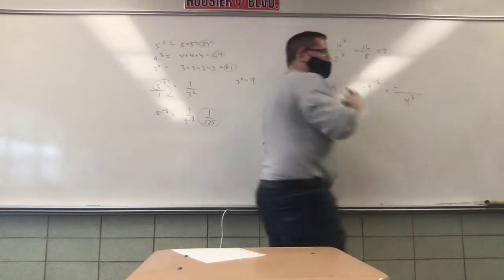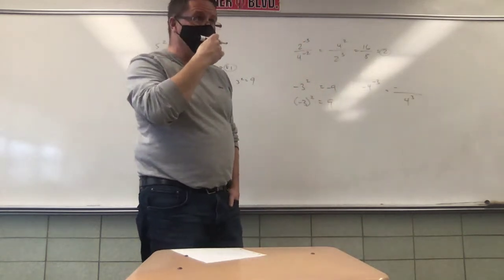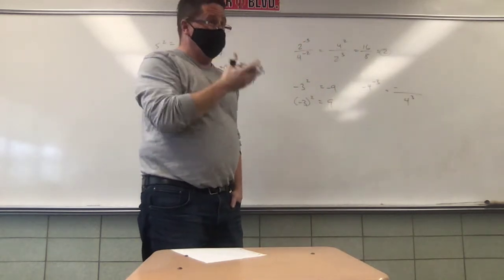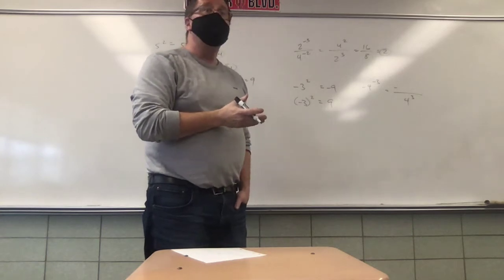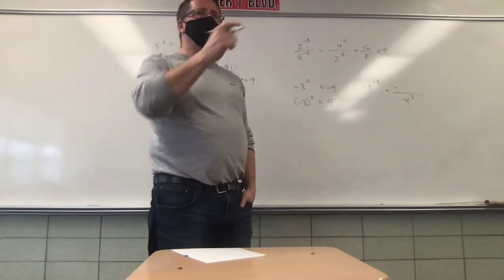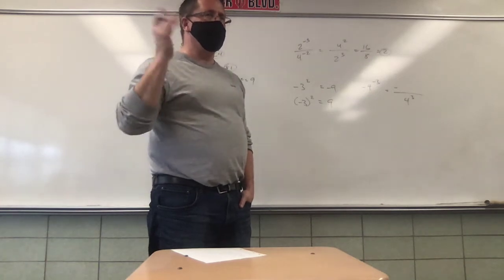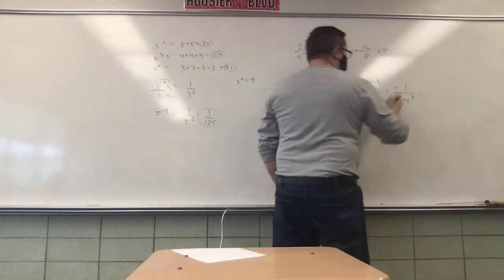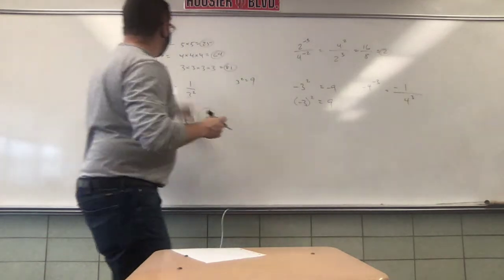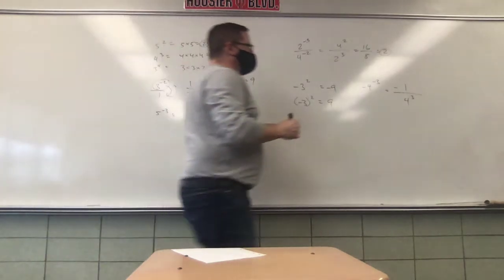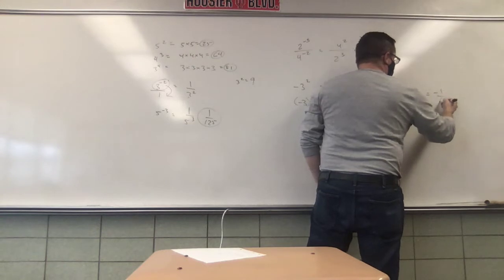I have to have something up here. What do I put? I have to put something. You have to have a 1 there. Some students think you put a 0 there. You don't put a 0 there, because if you put a 0 there, there's nothing there. And 4 to the third is 64. So the answer would be negative 1 over 64.